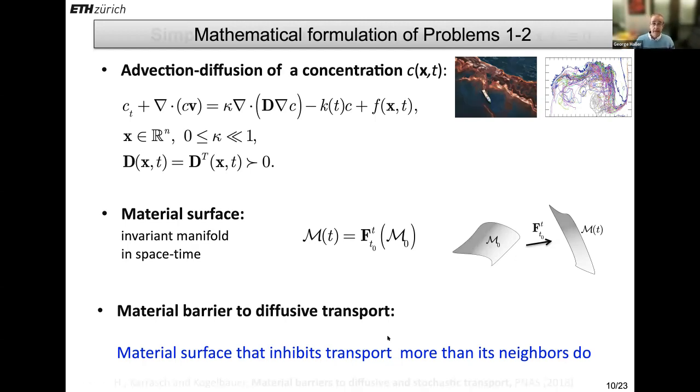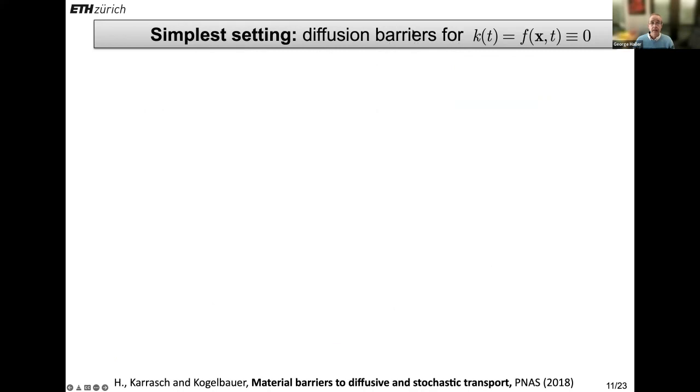So how do I spell out the details of that? I'll look at the simplest setting here when I have no exponential decay term in the advection-diffusion equation. Forget the sources for a second as well. It all works out when you have sources and sinks, but this is easier to explain. The reference to this is this PNAS paper 2018, where you have all the details and with all the bells and whistles.